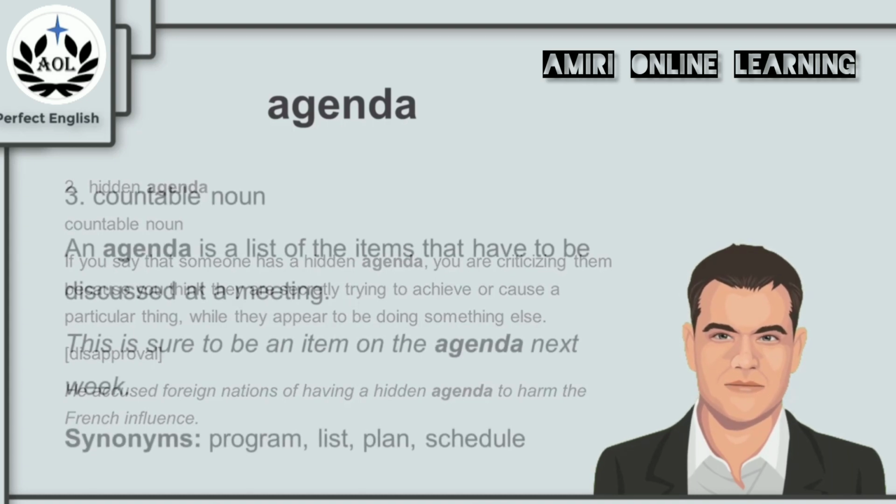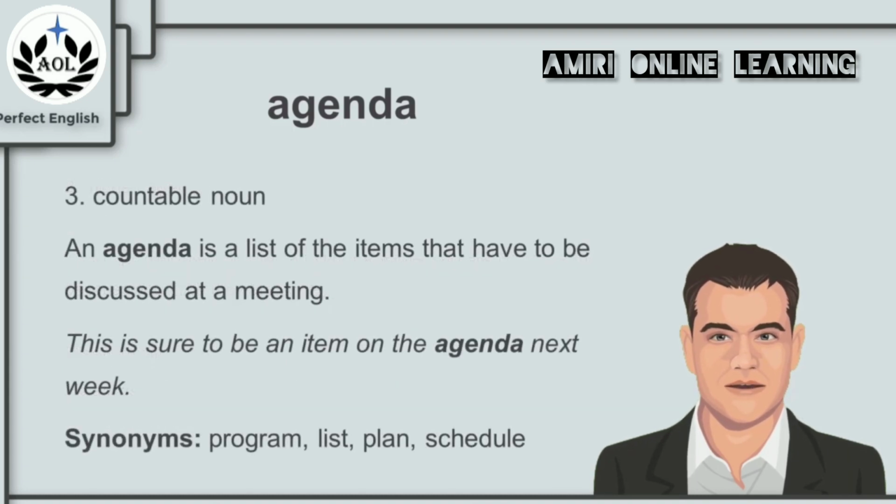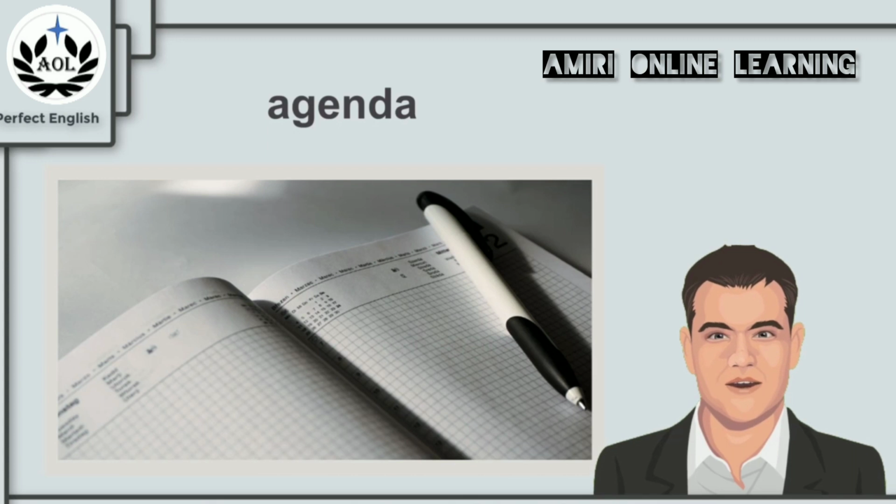And finally, an agenda is a list of the items that have to be discussed at a meeting. For example, this is sure to be an item on the agenda next week out of the things we need to discuss at a meeting. And synonyms for agenda in this context are the words program, list, plan, or schedule. So the next time you remember the picture of this agenda, remember the different ways we can use the word agenda in the different contexts. And that'll be all for this chapter.